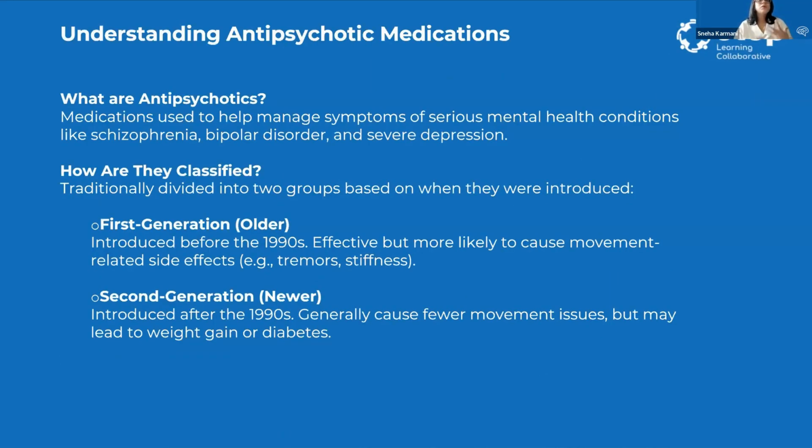So what are antipsychotics? These are basically medications which are used to help manage symptoms of serious mental health conditions like schizophrenia, bipolar disorder, and severe depression. And how do we classify them? Traditionally, they are divided into two groups based on when they were introduced. The first generation are the older drugs, which came before the 1990s, and the second generation are the newer drugs, which came after the 1990s. Both of them are effective. There are some differences in the side effect profile, which we're going to talk about.